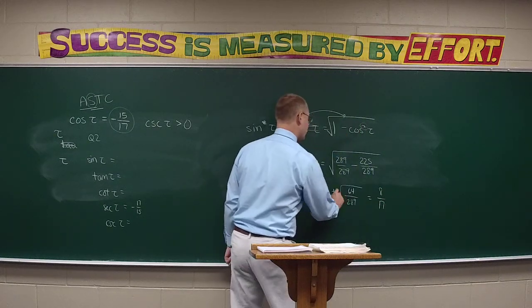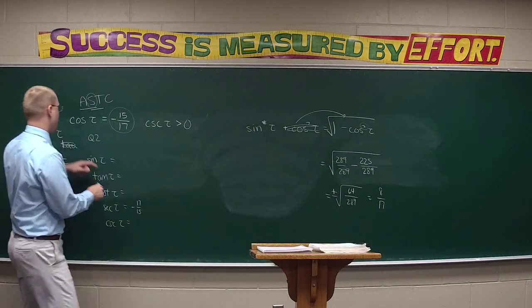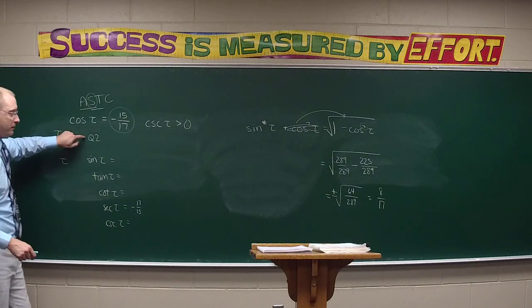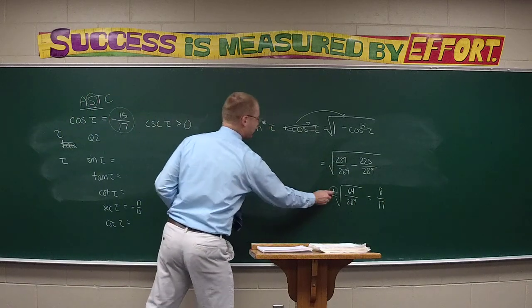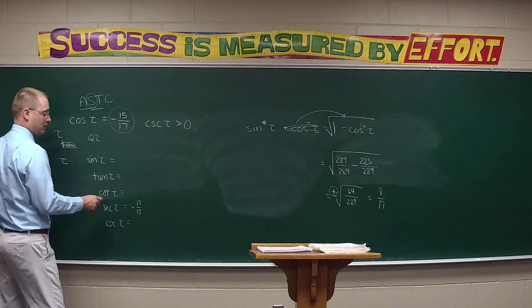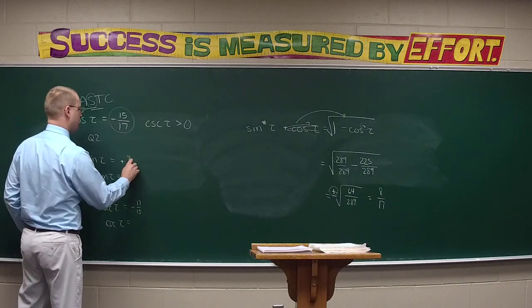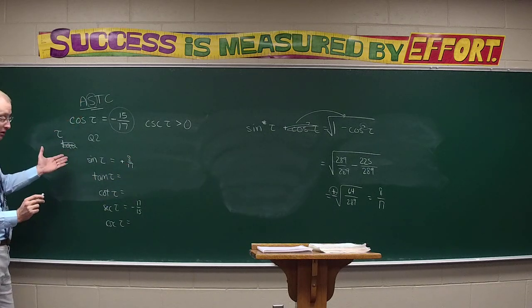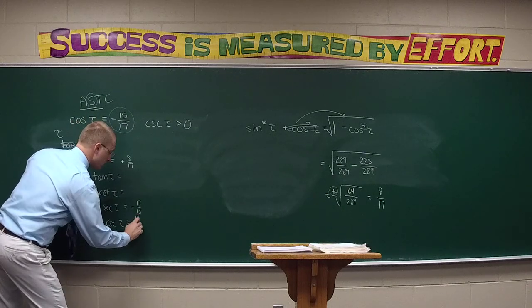And technically it's positive negative, but that means I'm going to have to choose. Well, in quadrant 2, what should I choose? Positive. I should choose the positive, so evidently the sine of tau, class, is positive 8 over 17. And hey, once we got sine, let's go ahead and get cosecant. 17 over 8.